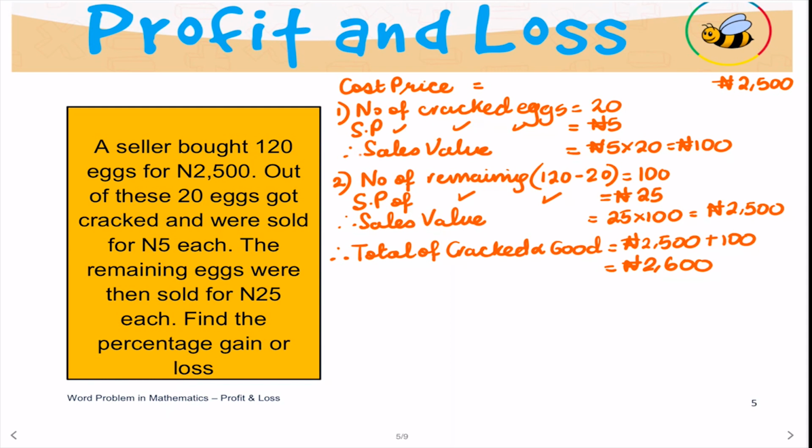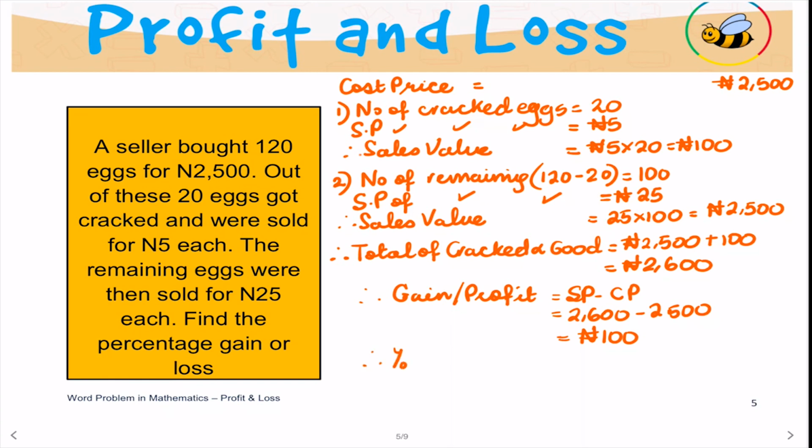Now if you compare 2,600 naira to the initial cost price of 2,500 naira, you would agree with me that a profit or a gain has been made, and that gain is calculated as selling price minus cost price, which is equal to 2,600 minus 2,500, and that will give you 100 naira. But it doesn't end there. The question then challenges us further to calculate the percentage gain.